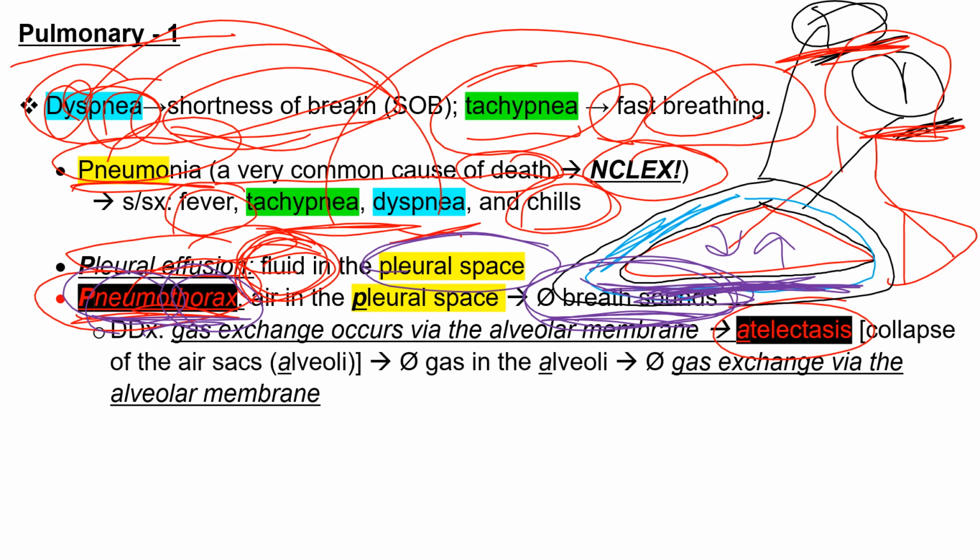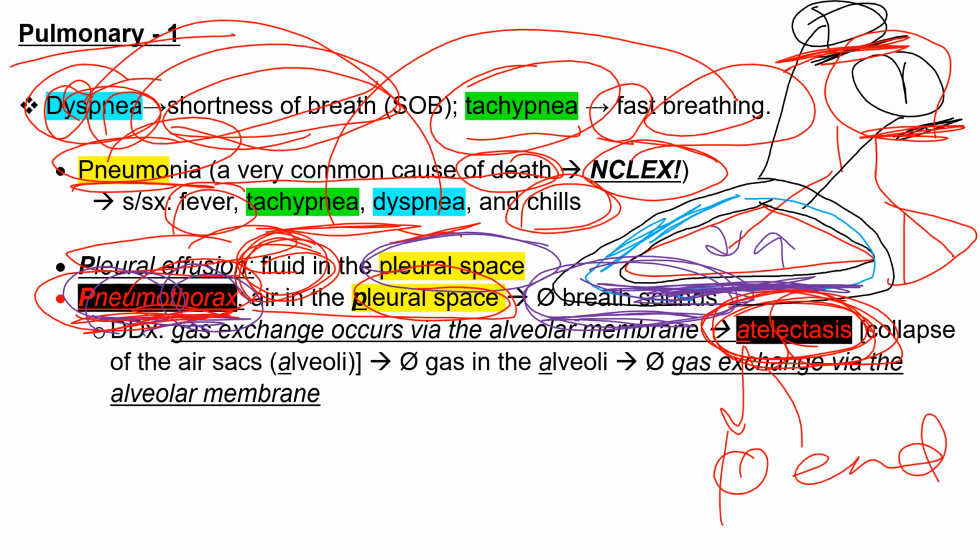Now, do differentiate the term pneumothorax from the term atelectasis. Pneumothorax is what I just described, air in the pleural space. Atelectasis, let me break it down for you. A means no, tele is end, and ectasis is a word for dilation. So there is no end dilation, meaning that there is no dilation of the air sacs, the alveoli. There is a collapse of the air sacs, the alveoli.